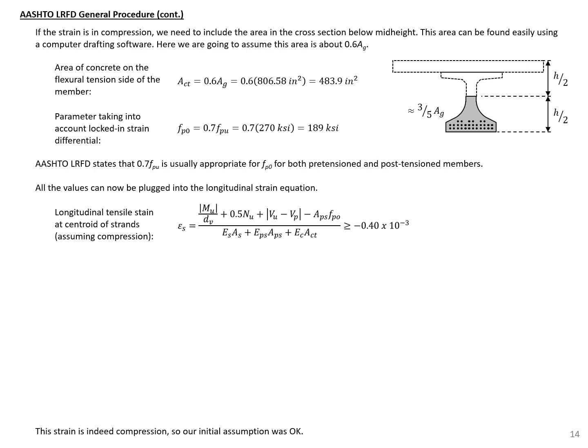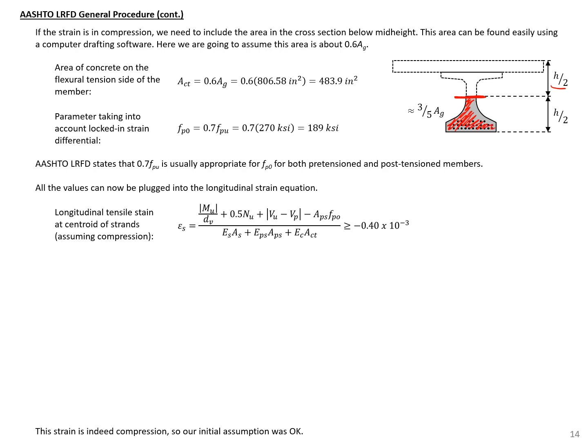The other two terms that we'll need are the area of concrete on the flexural tension side of the member, and also this parameter that takes into account the locked-in strain differential between our concrete and our steel. If you're using computer drafting software, it'll be easier to find this area. But essentially, this ACT is the area in our section below the mid-height. So you draw a line at h/2, and the area below this line in our concrete is our ACT.